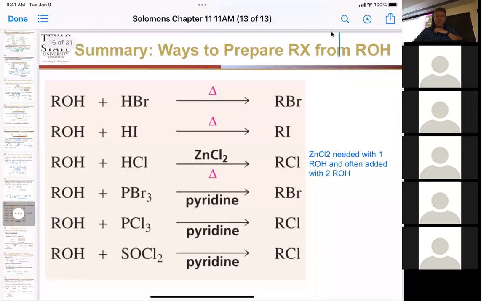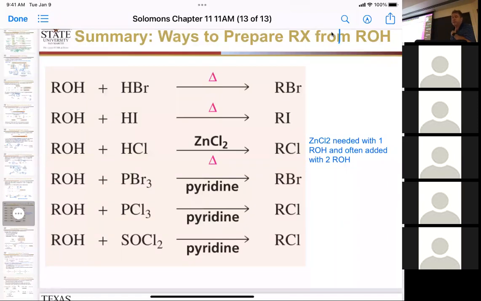So in review, what we have here is several different ways to create our alkyl halides. So notice that the only way to create iodide is with this iodide reaction. Turns out that if we tried to make phosphorus triiodide, it actually is not very stable.